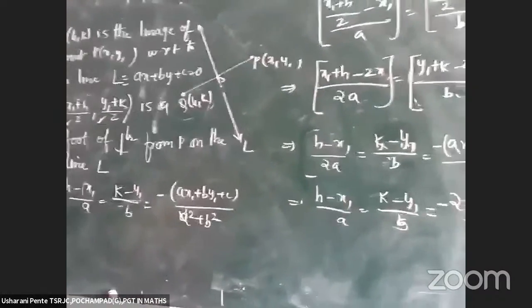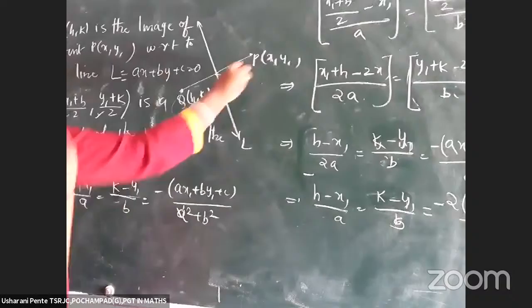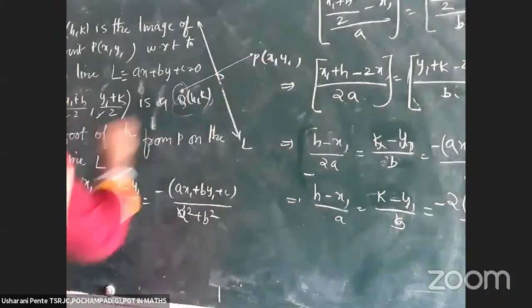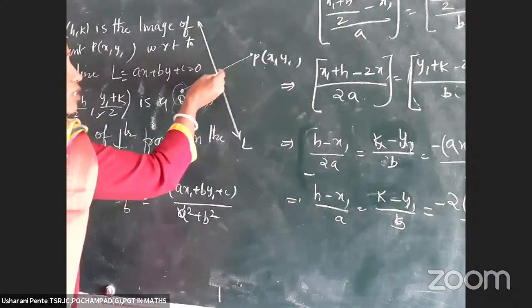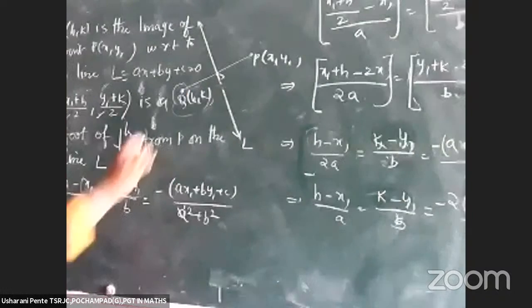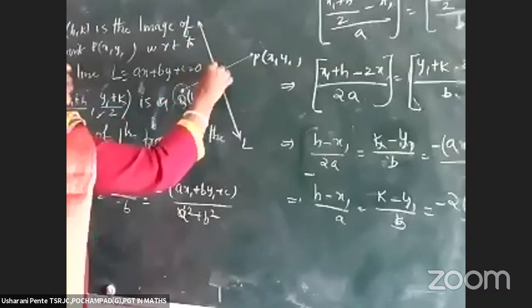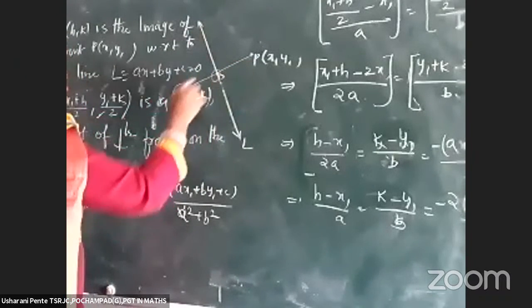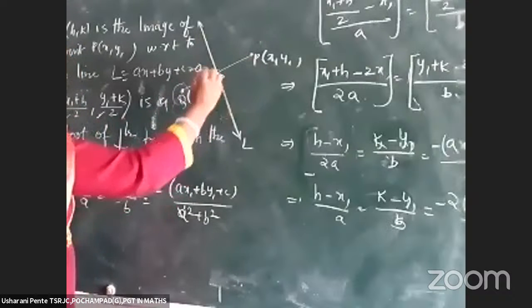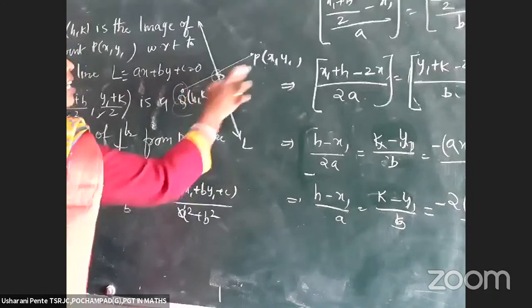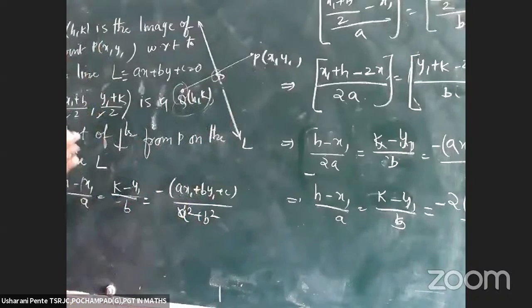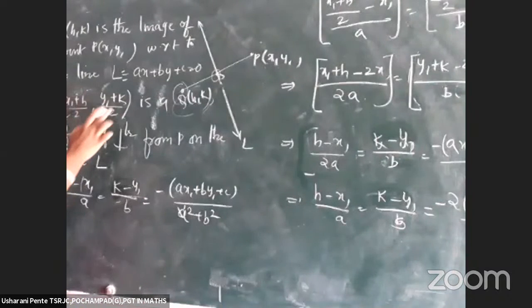So just see once again. What we have done, we need to find the distance. If we get the point on this line, and these two points are considered, then the point on this line is nothing but the midpoint. So we need to take the midpoint of these two points, that is ((x1 plus h) by 2, (y1 plus k) by 2).